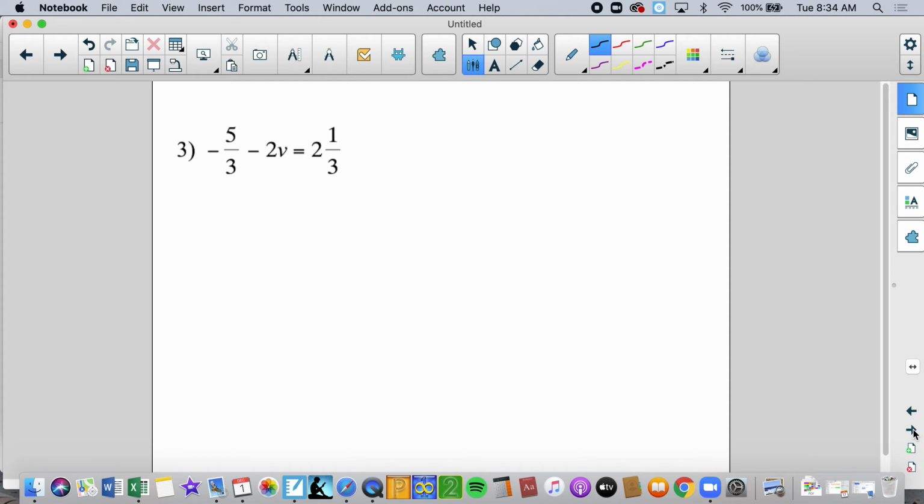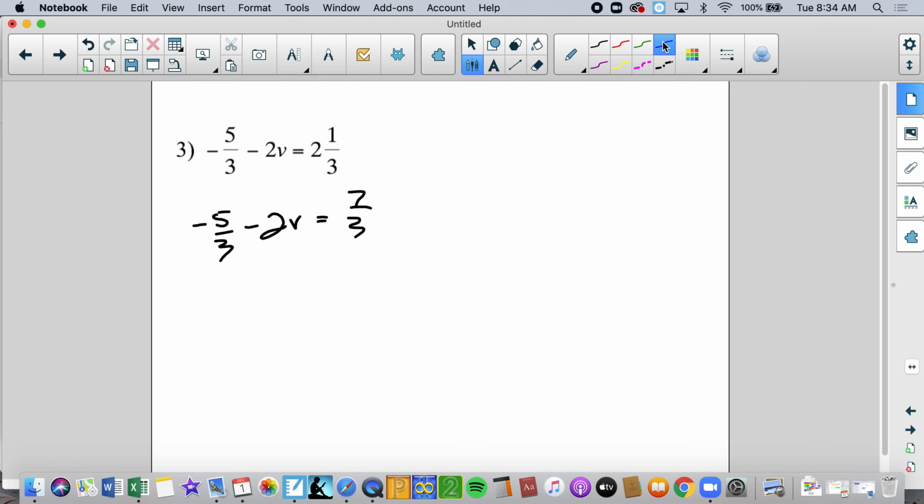Let's get rid of the mixed number. So -5/3 minus 2v equals 7/3. Let's look at the denominators. You have 3, 1, and 3. So I'm going to multiply everything times 3.